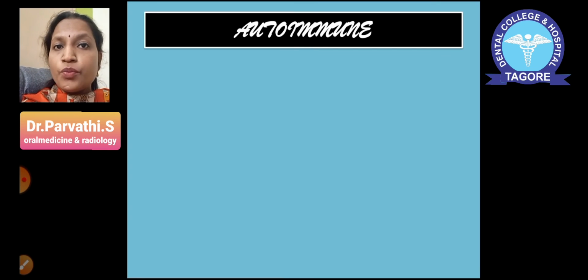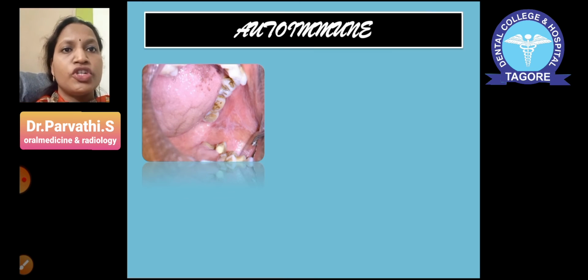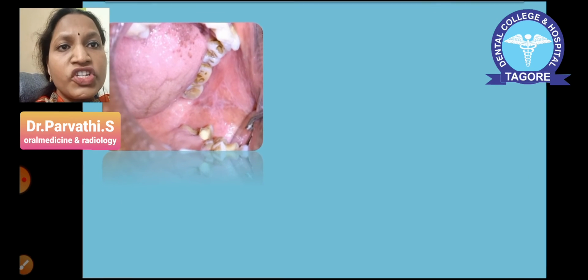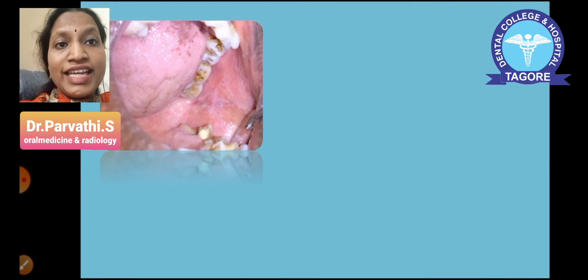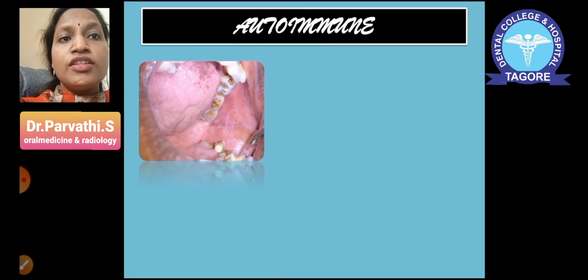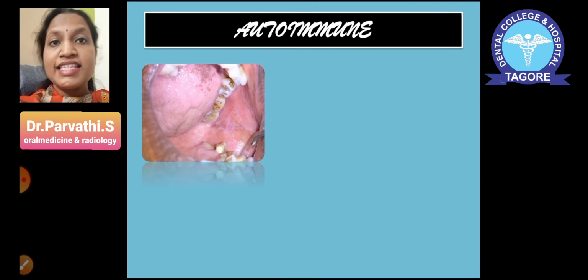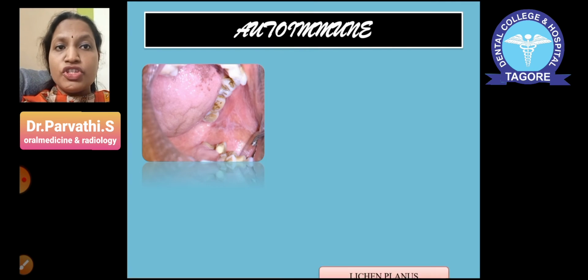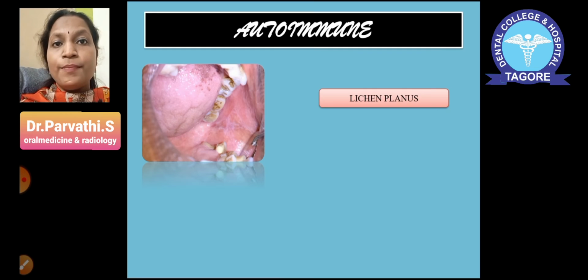The next category in white lesions is autoimmune disorder. What is autoimmune disorder? Our own cells try to destroy our normal cells. In the first picture, you can clearly see multiple white lines which are intersecting each other. This is called Wickham's striae, and it is an important clinical feature of oral lichen planus.